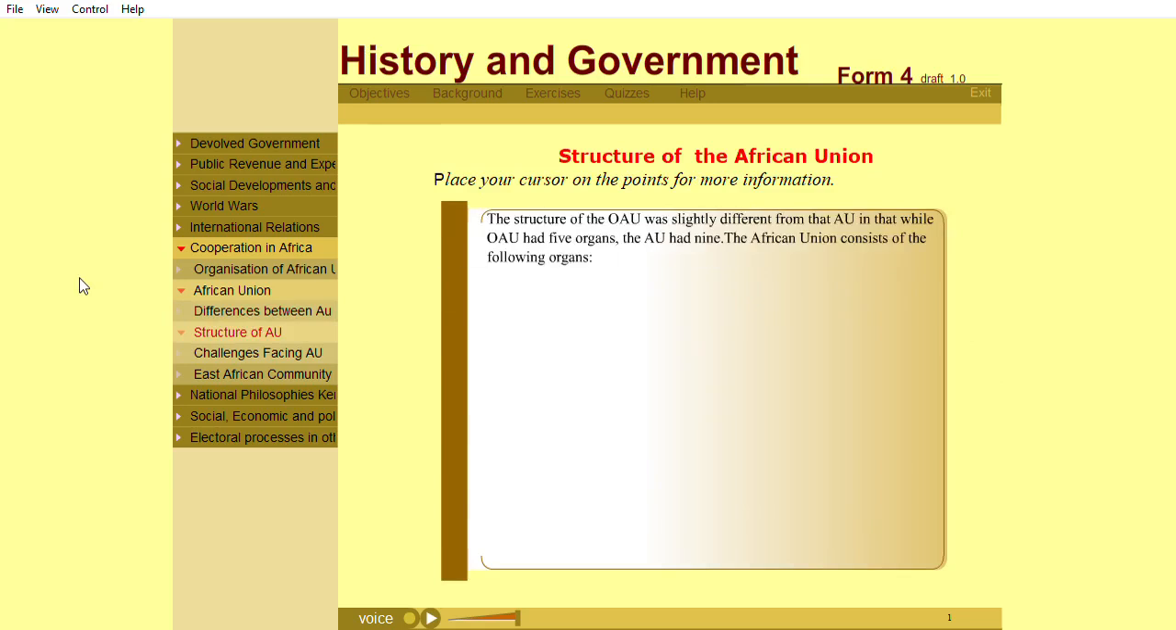The structure of the OAU was slightly different from that of the AU in that, while OAU had 5 organs, the AU had 9. The African Union consists of the following organs.